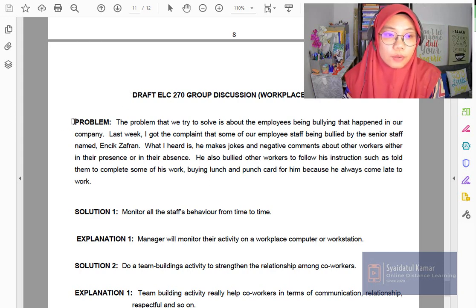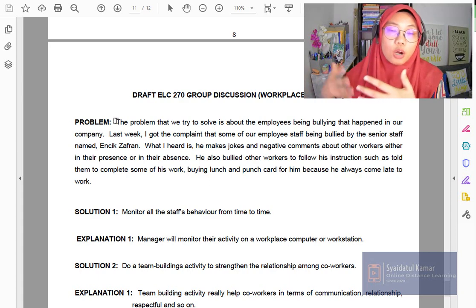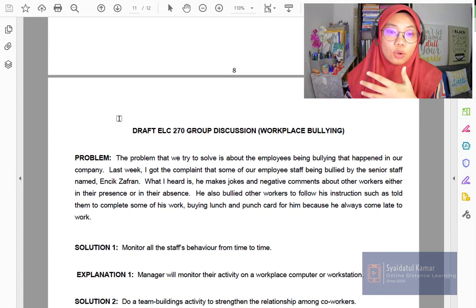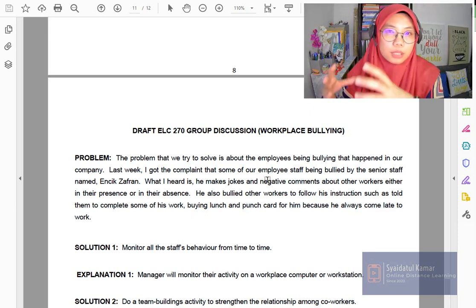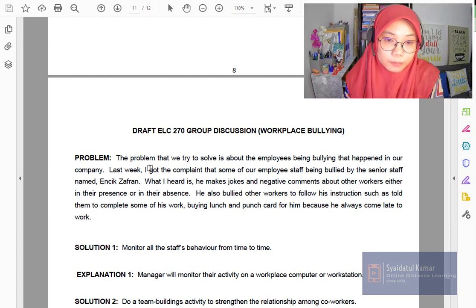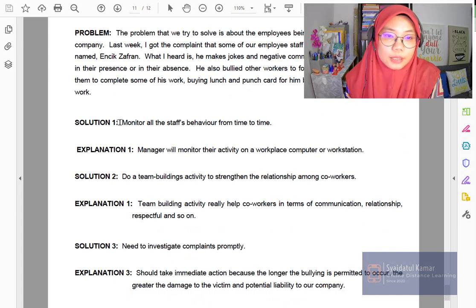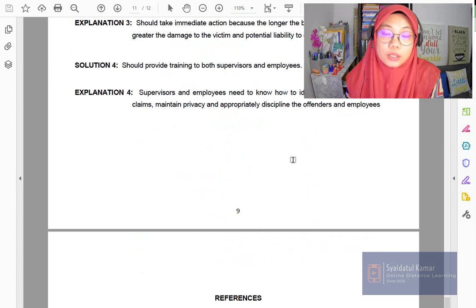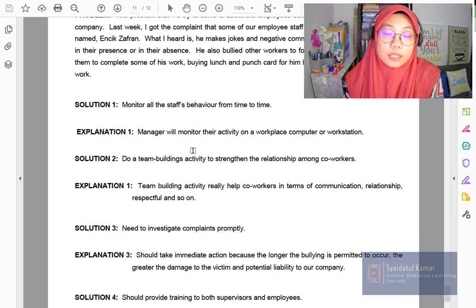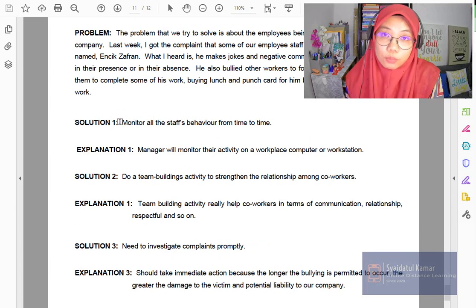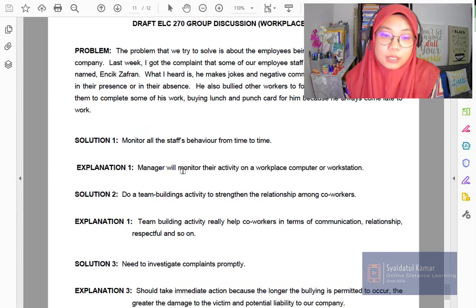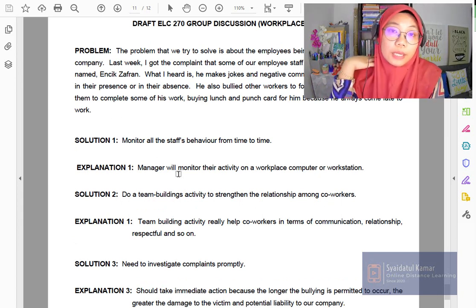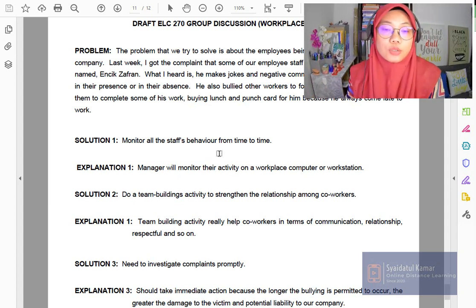So this is the draft. First you have some introduction of the problem that your group is going to discuss, just a short introduction of the problem. Then here solution, and then explanation, solution, and explanation. So this is the draft of your discussion, so that before you start, I can read this first, and then at least I have some brief idea of what the discussion is going to be about.